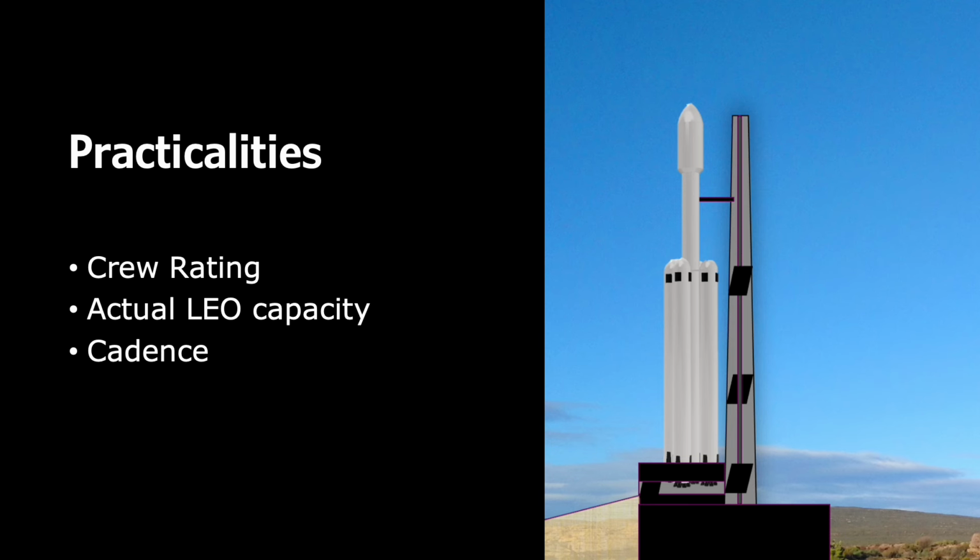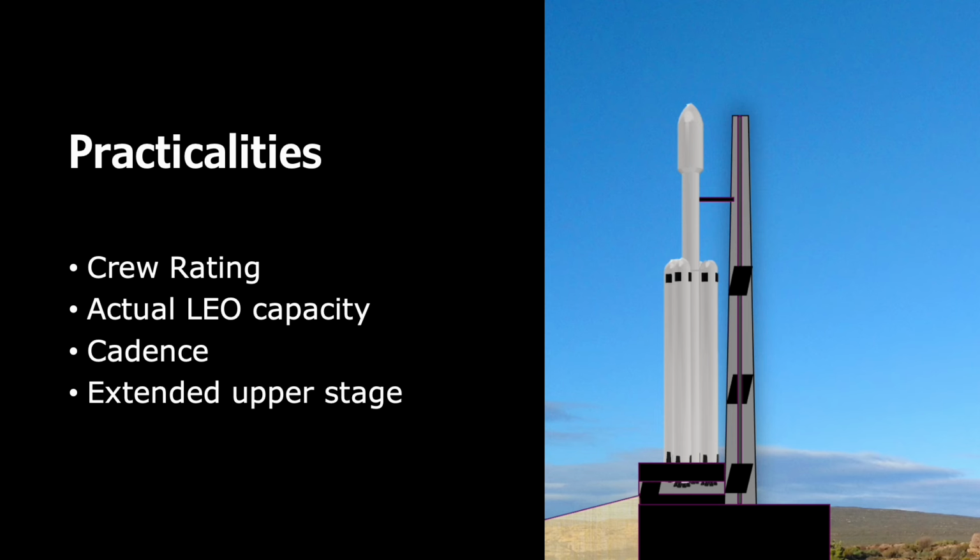Cadence. The problem with the SLS is you build so few of them that you have such a low cadence. SpaceX already has a very high cadence for the Falcon 9, and it seems that wouldn't really be a problem for the cadence for the Falcon Heavy. You may need to actually get a second pad going. You may need to actually have 39A and 40 so that you could launch not back to back, but pretty close together.